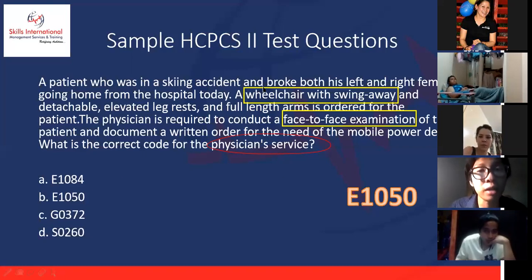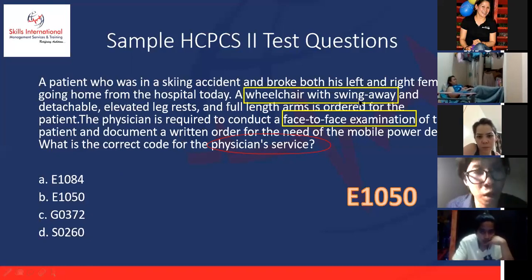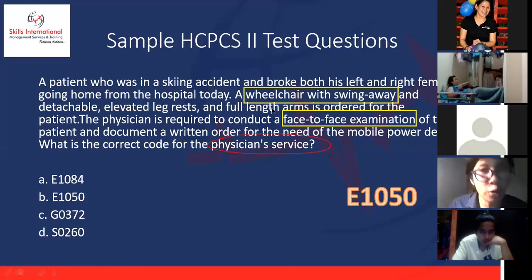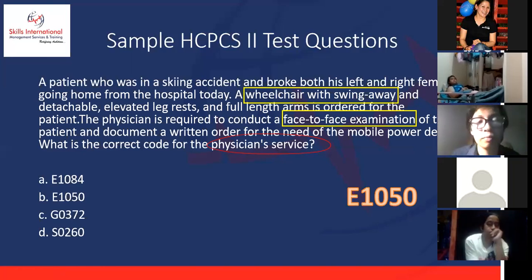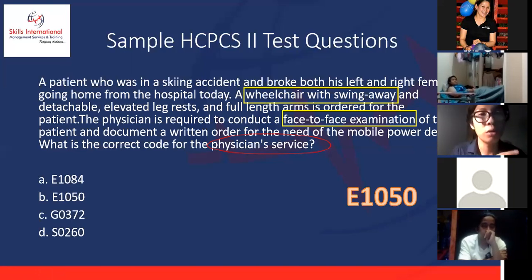So we need to find out the code for the wheelchair that is swing away, detachable, with full-length arms. If you compare all the definitions of these codes, you will find out that E1050 is the description of this swing away wheelchair. In level 3, we will also discuss how you identify whether it is the ICD code, CPT code, or HCPCS code that you need to answer. But for now, I'm just giving you a general feel.